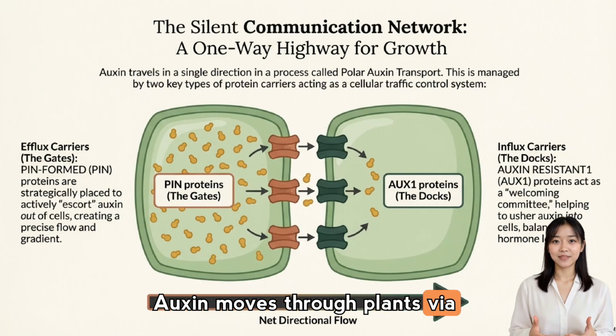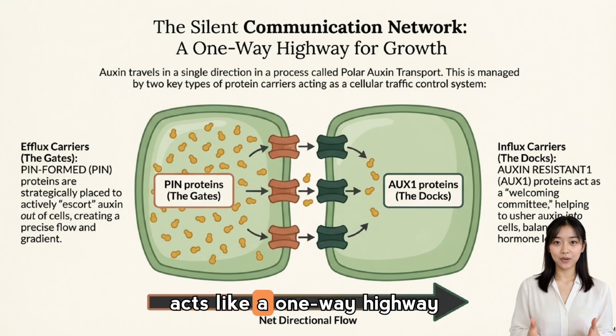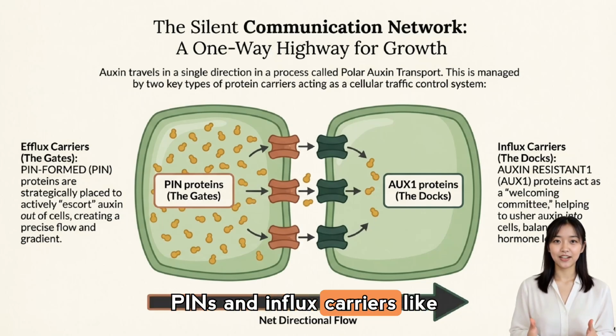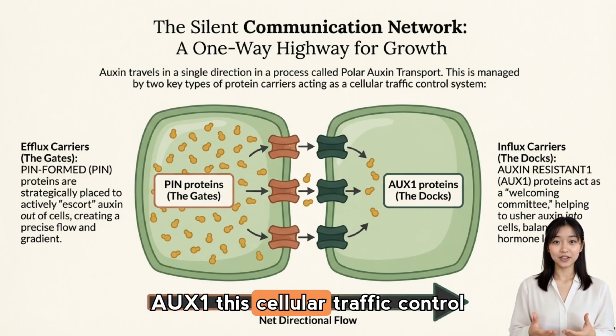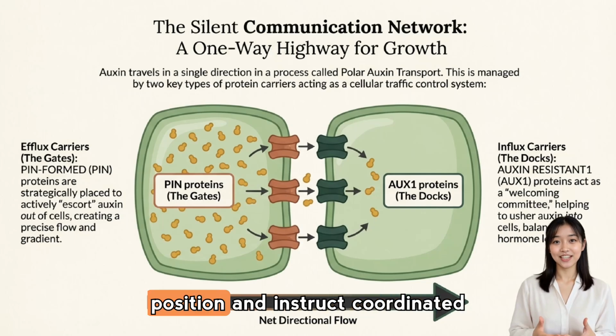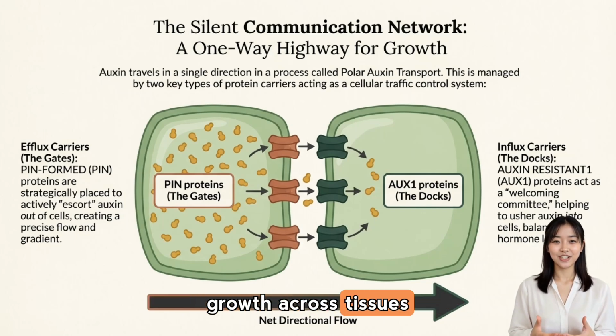Auxin moves through plants via a polar transport system that acts like a one-way highway, driven by efflux proteins called PINs and influx carriers like AUX1. This cellular traffic control creates directional flow and gradients that tell cells their position and instruct coordinated growth across tissues.